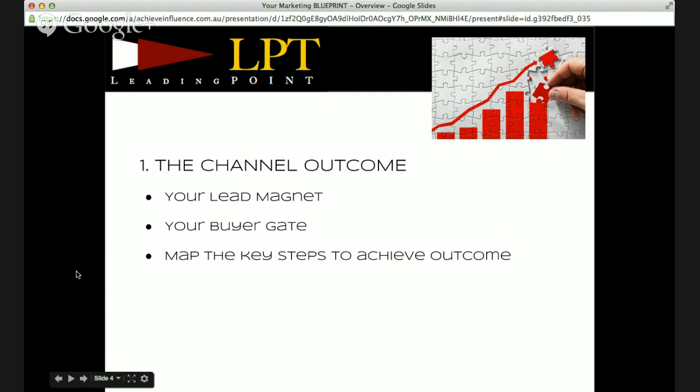The first one, the channel outcome. This is where we help you design your lead magnet, your initial connection and introduction in order to attract interest to an aspect of your service, and your buyer gate, which looks at providing an opportunity for new interested qualified inquiries to source an aspect of your service in exchange for a small transaction, and effectively trial and test your service to build their interest in your service to look at engaging other aspects of what you offer. We then map the key steps that we need to look at achieving your outcome.